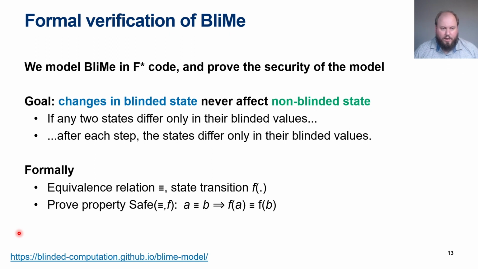So formally, we model a state transition with a function f, and we define an equivalence relation on the blinded data, or on the state of the system, so that two things are equivalent if they are either both blinded or unblinded and equal. And we prove this safety property saying that if input states are equivalent, then after doing a state transition, they will also be equivalent.